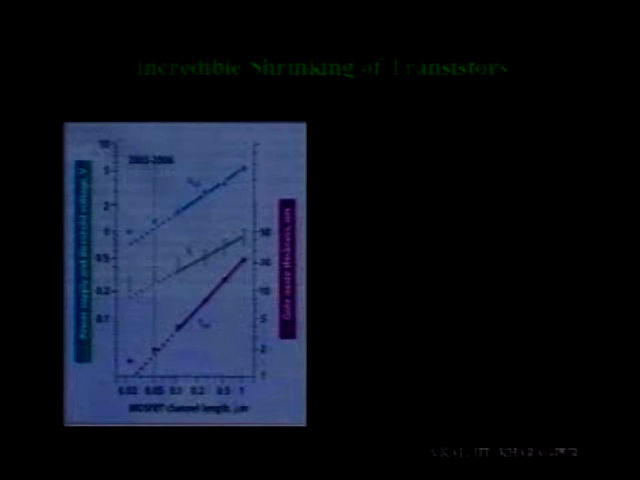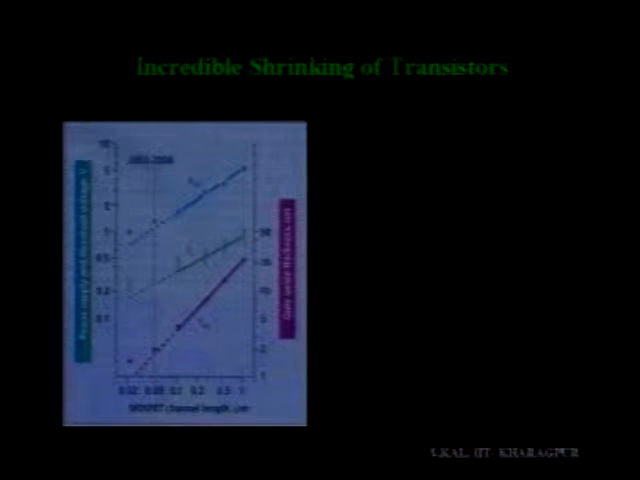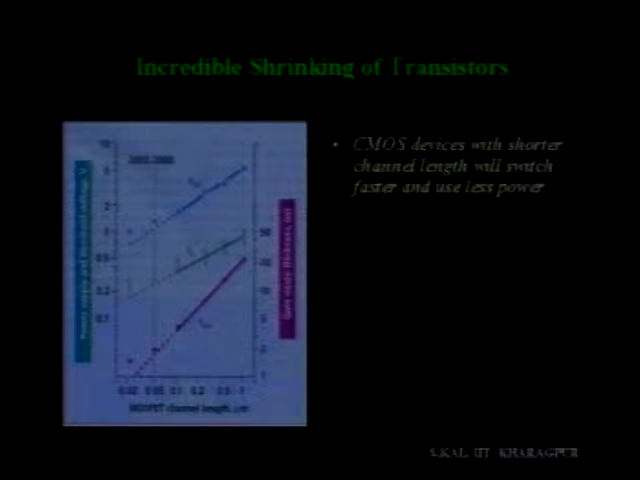Now, this incredible shrinking of the transistors has gone down such that in 2003-2006, the CMOS devices with shorter channel length will switch faster and use less power. And in this curve, you can see here the three colors, blue, green and red. The blue color is for the VDD, that is supply voltage, drain supply voltage, and VT is the threshold voltage, and this T oxide is the thickness of the gate oxide of MOS.